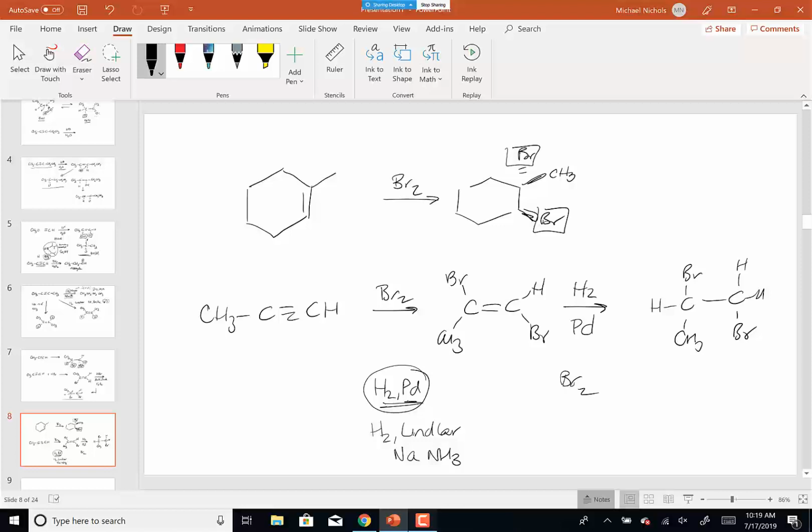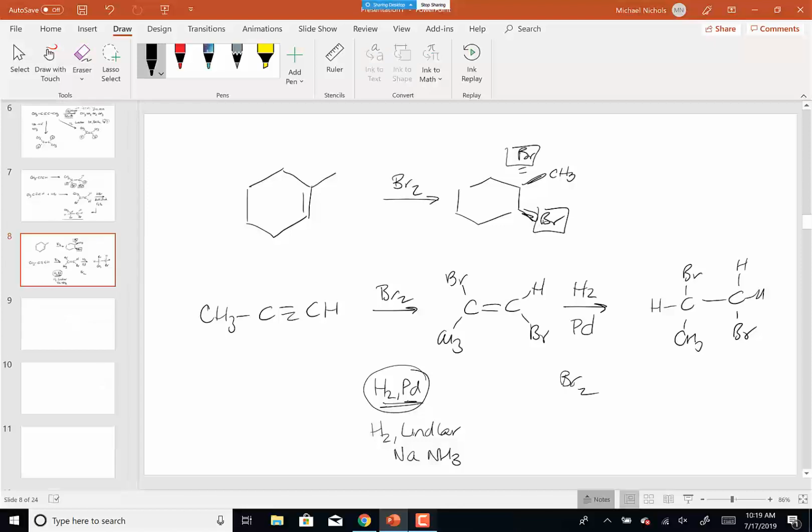And what's my point with this? You've got to know the reagents and what products they get, but you also have to remember what reagent I need to use in order to accomplish that transformation. So you got to know that for all the addition reactions of the alkynes.